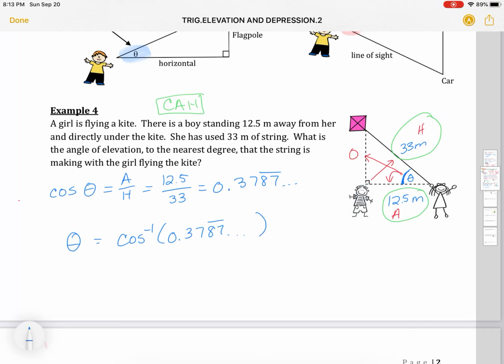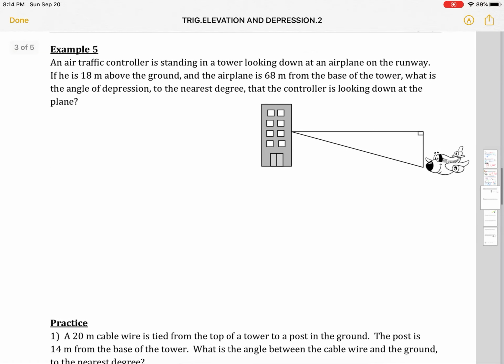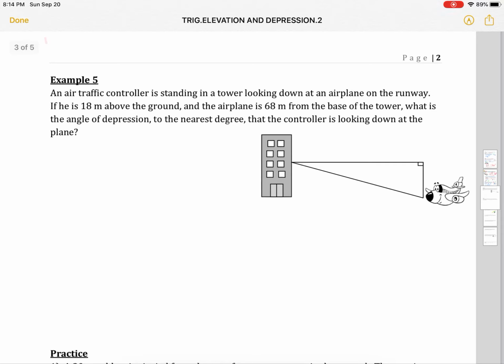So this is where, to find theta, I use my cos -1. So use your second function button on your calculator, 0.3787, and so on. And when I put that in, second function cos, 0.3787, etc. And I get my theta, to the nearest degree, is 67.7 degrees, so that would be 68 degrees as my angle of elevation. So again, all that angle of elevation and depression allows us to do is it tells us where to put the angle. Okay, let's do another one.